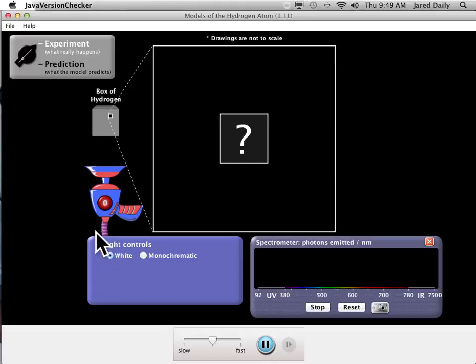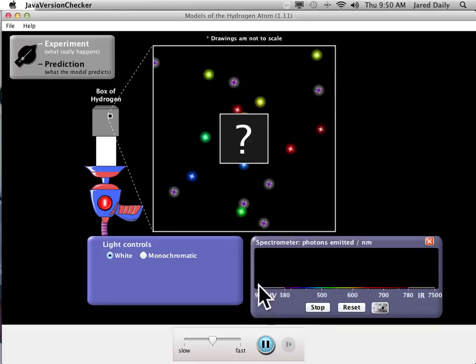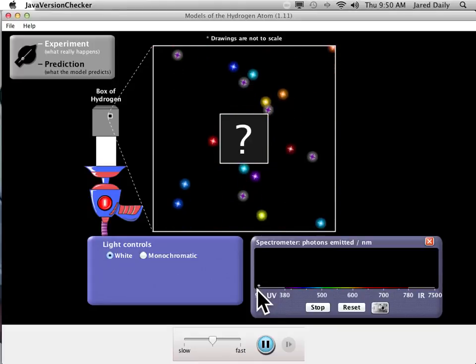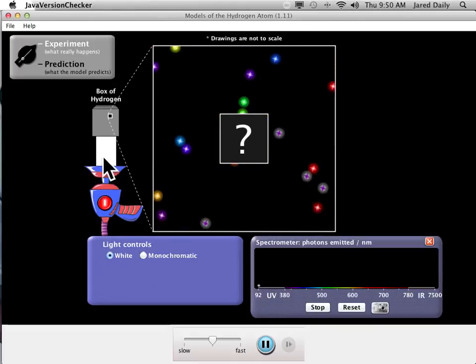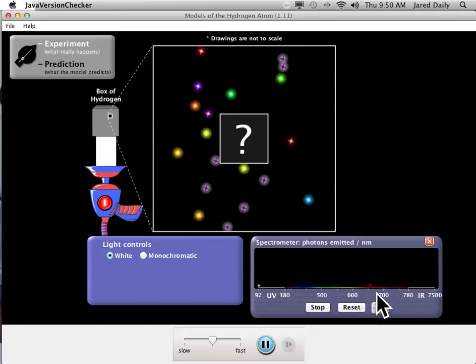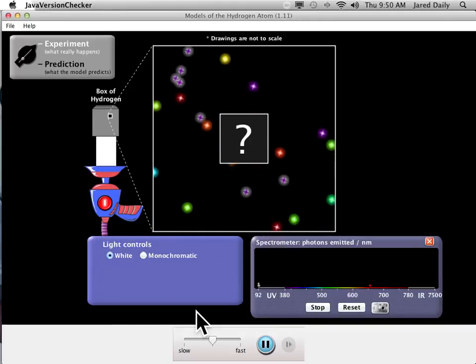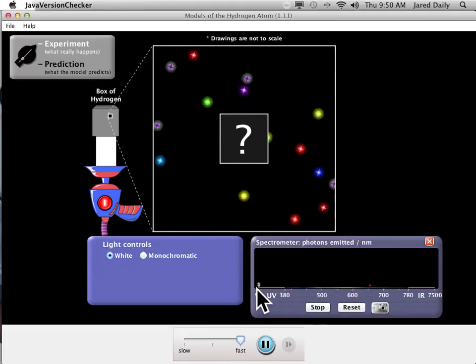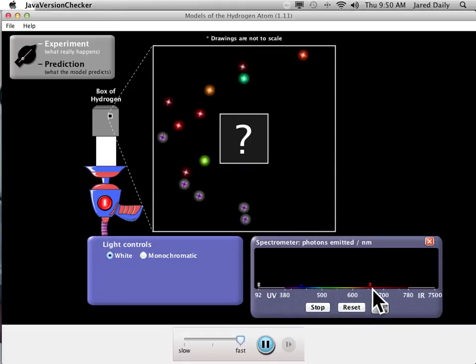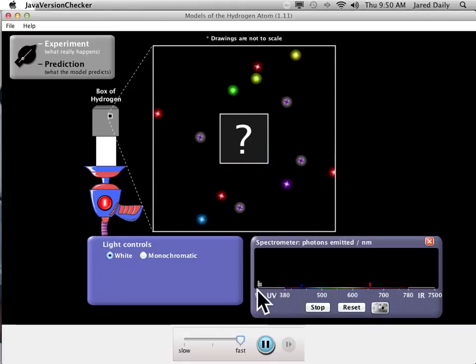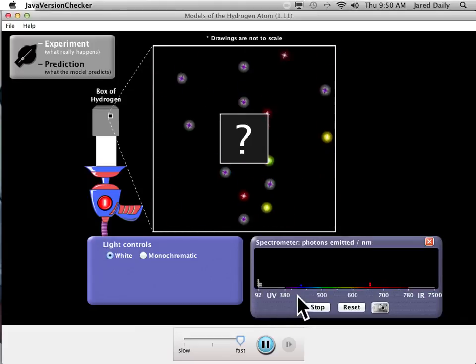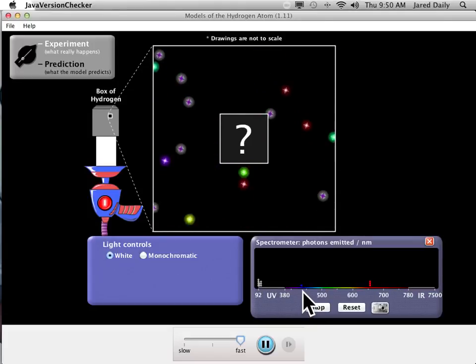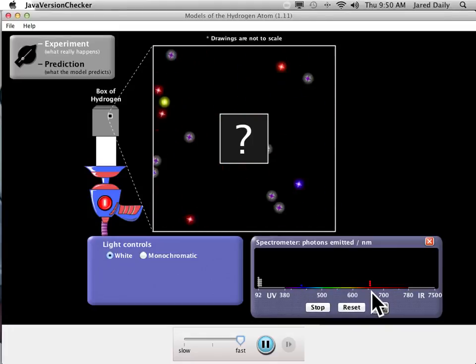So if we do white light, we turn it on here, then we start to get some things bouncing around here. We get one out here in the UV. I want more light. Come on, I want this to happen faster. Got one over here. So we're getting some over here in the UV. We got one in the blue. We got some in the red. One over here, and a lot over here. Right around 92, right around 450 maybe. Right up here around 650 something.